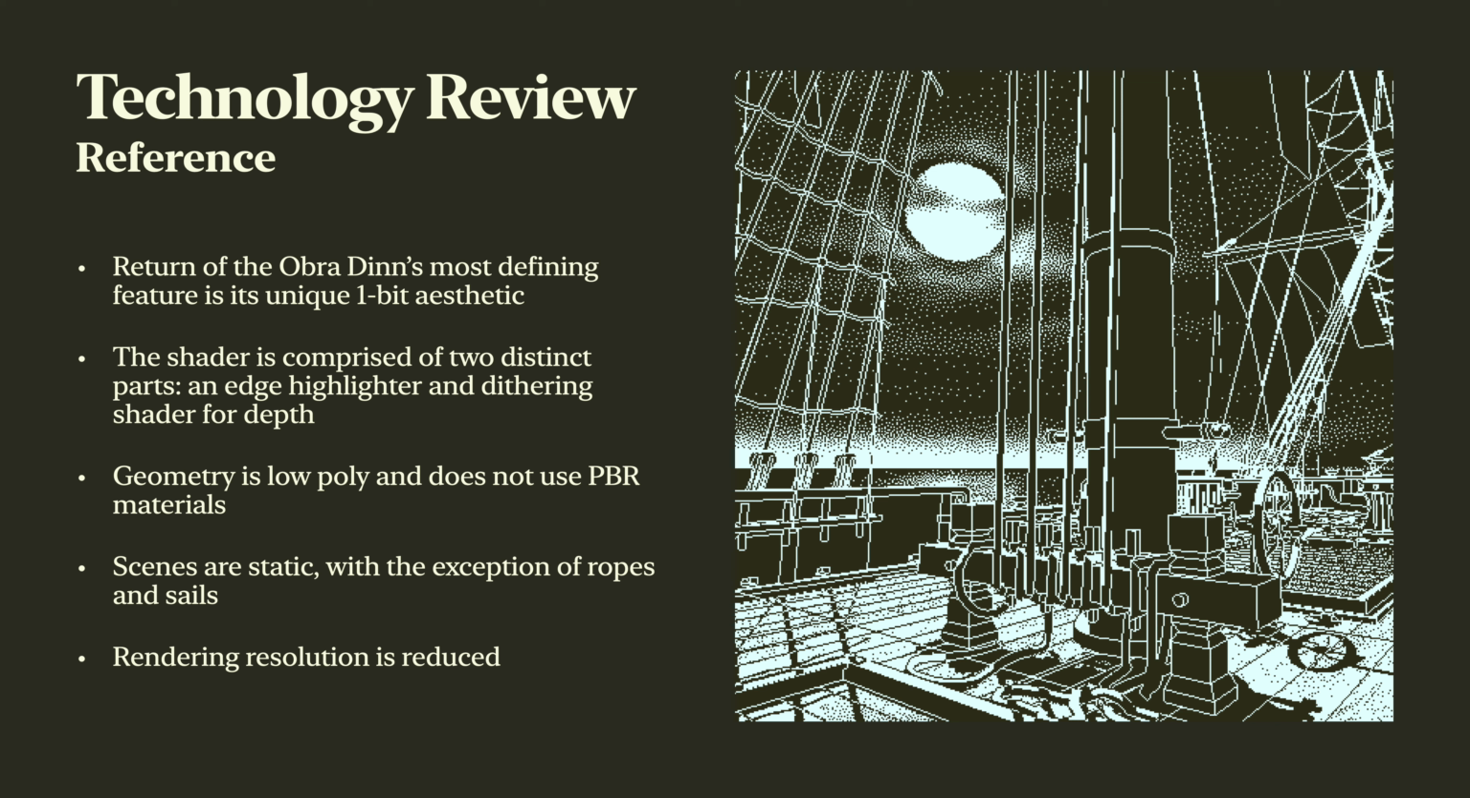And to simplify things further, almost all of the game's meshes are static. The only exception to this rule are the sails and ropes, which gently sway in the wind. And of course, the rendering resolution has been drastically reduced to complement the one-bit shader.